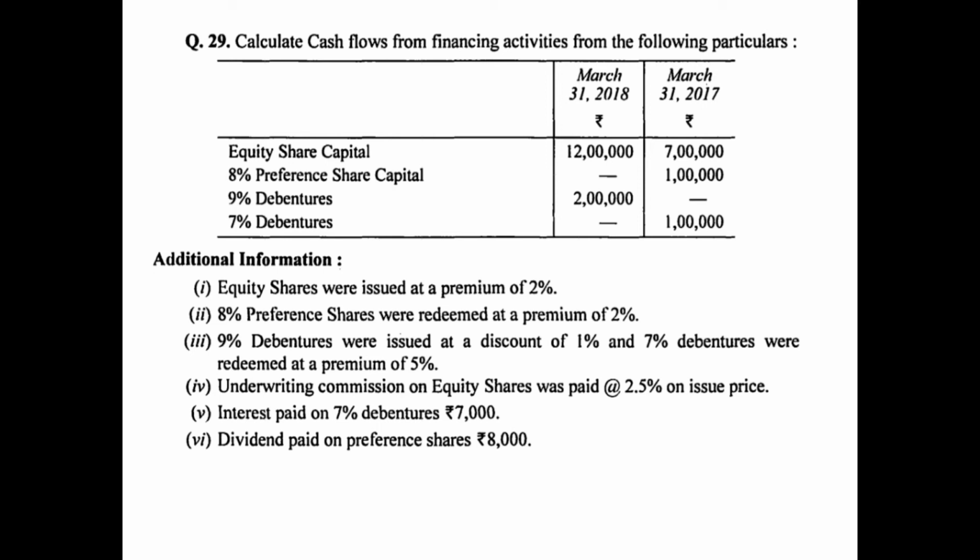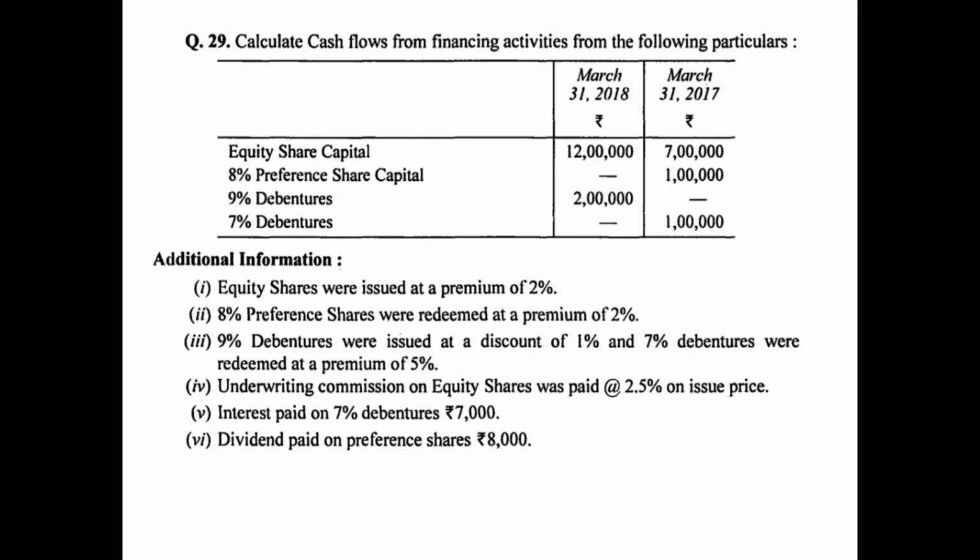Now, since the dividend to be paid on preference shares is already given in the question, the interest paid on 7% debentures is also given in the question. So we need not recalculate it. We can just use the value therein. So that means there is no case of implied interest here. And there is no case of implied dividend also.